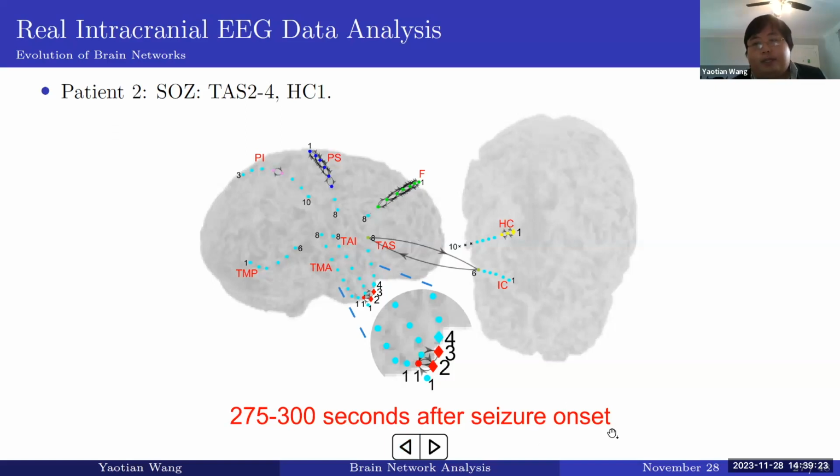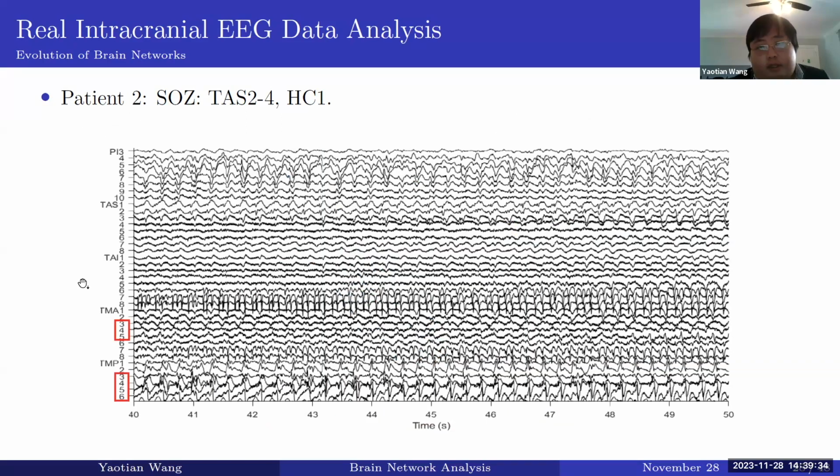During the seizure development, we find that these regions never fall into the seizure onset module and never have any connections with the seizure onset module. However, when we examine the intracranial EEG recordings, we can identify epileptic activities in this brain region. So this indicates that our method can distinguish regions directly affected by the seizure onset zone activity from the regions indirectly affected by the seizure onset zone activity.